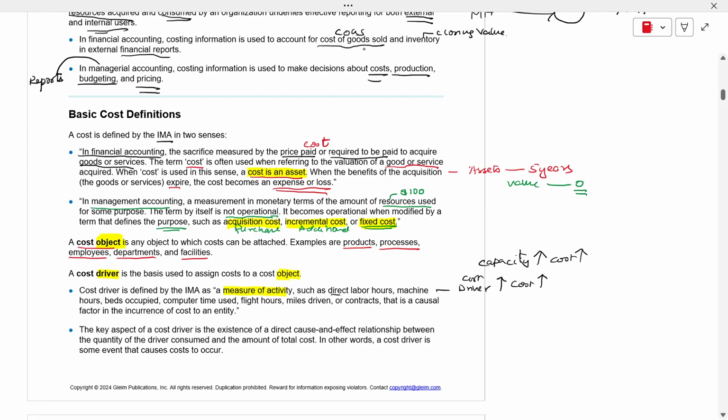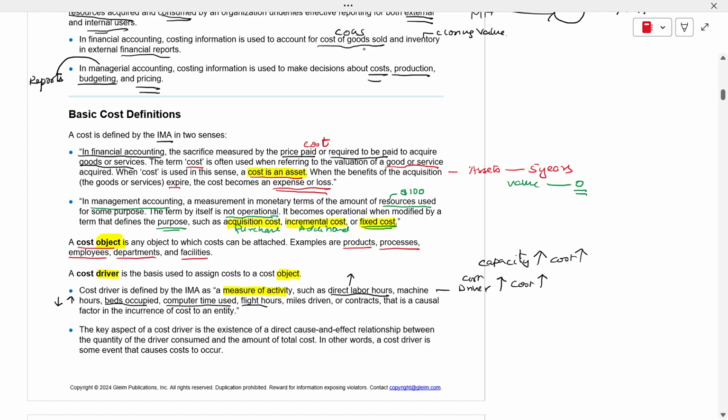Cost drivers are direct labor hours. If the number of labor hours is increasing, the cost will increase. If the number of machine hours is increasing, cost will increase. If the number of machine hours decreases, cost will decrease. Number of beds occupied in the hospital: what will happen if the number of beds occupied is increasing? The cost will increase. If you are using more computer time, cost will increase.